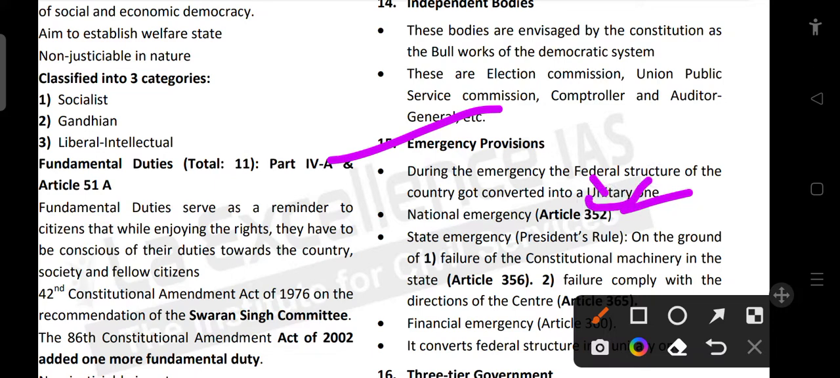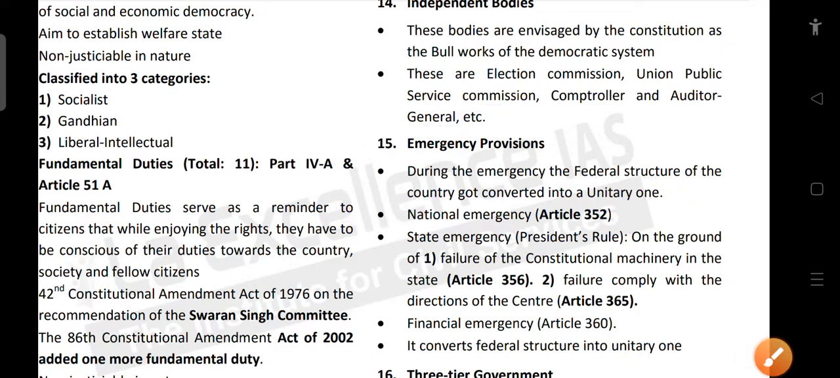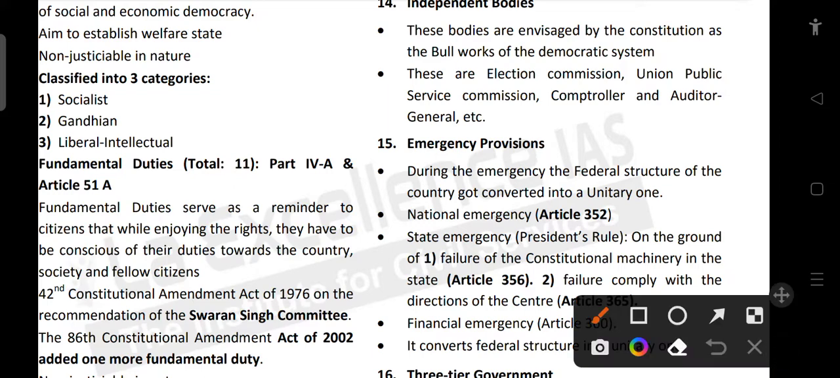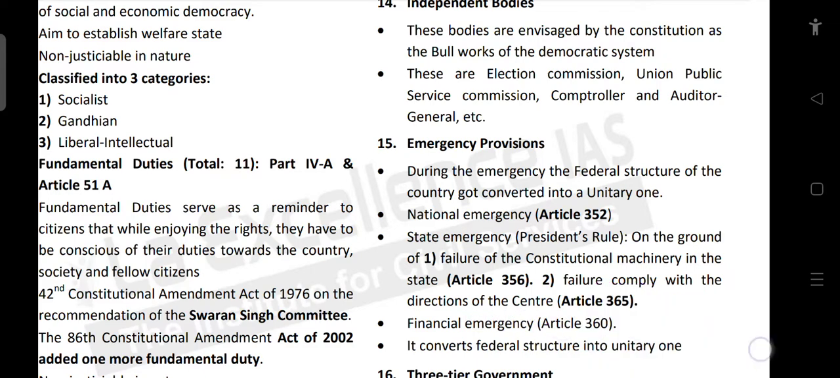And we can issue national emergency as per Article 352 and state emergency, that is President's rule. What are the grounds for applying President's rule? Failure of constitutional machinery as per Article 356, and if we reverse it we get 365. So 365 is failure to comply with the direction of the center. So in these two cases, the center can declare President's rule. First one, constitutional machinery failure, and then if the state is not following the center's direction. In both cases they can issue President's rule.